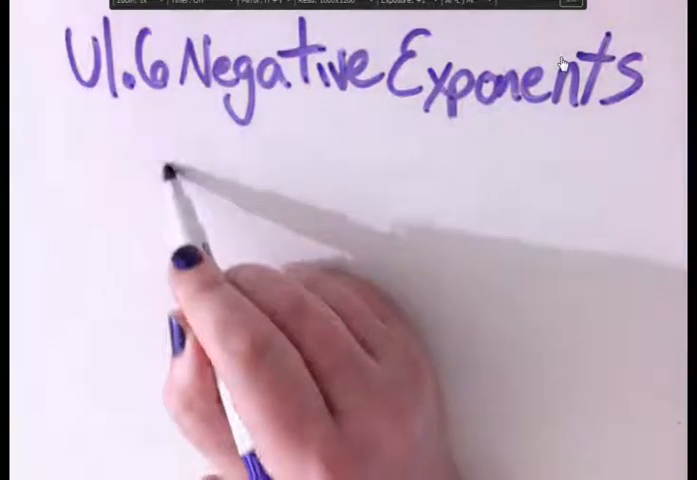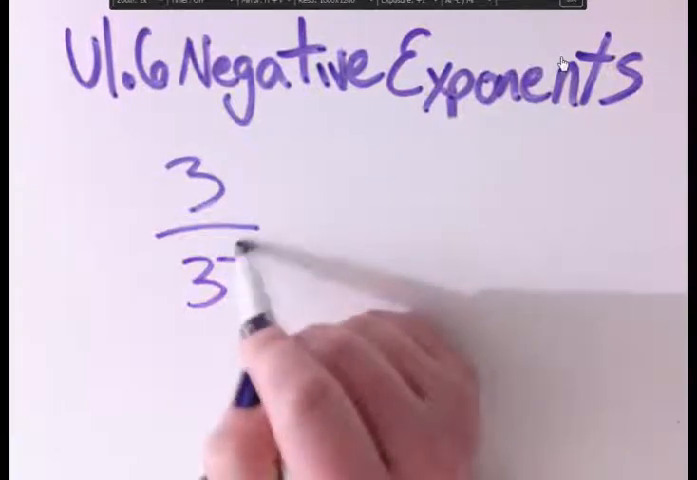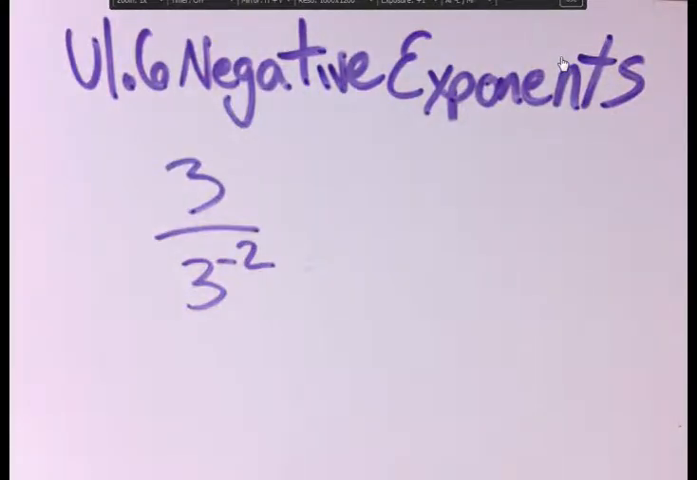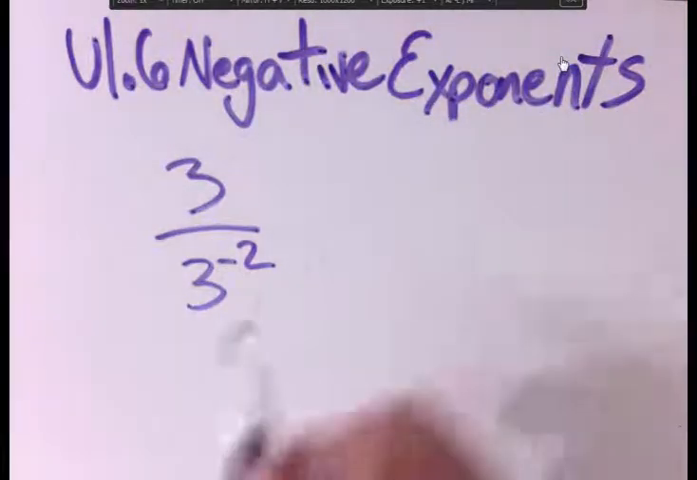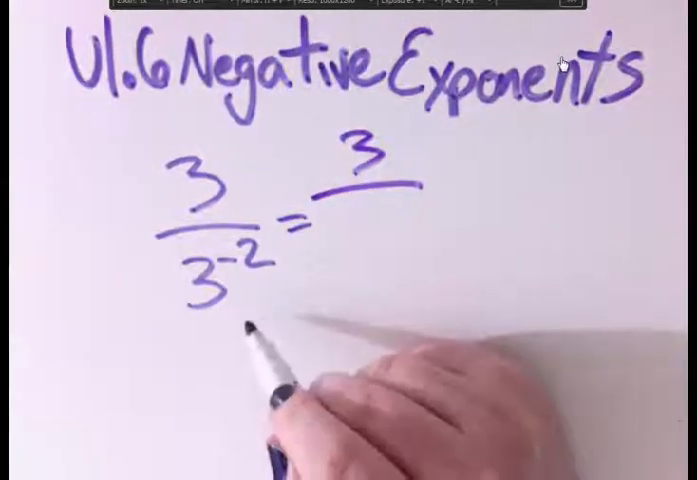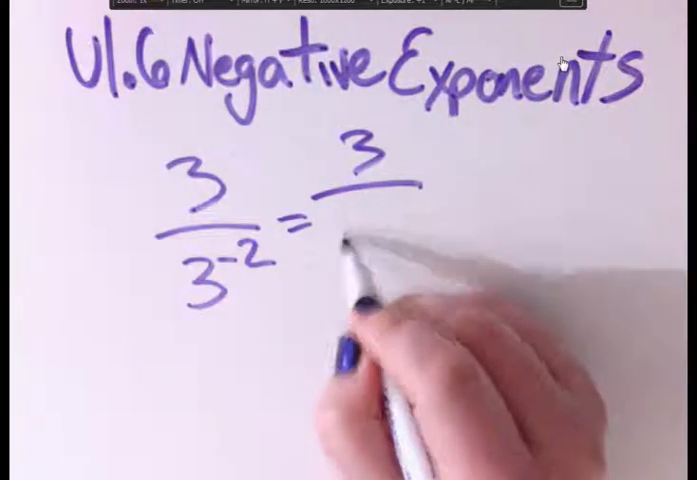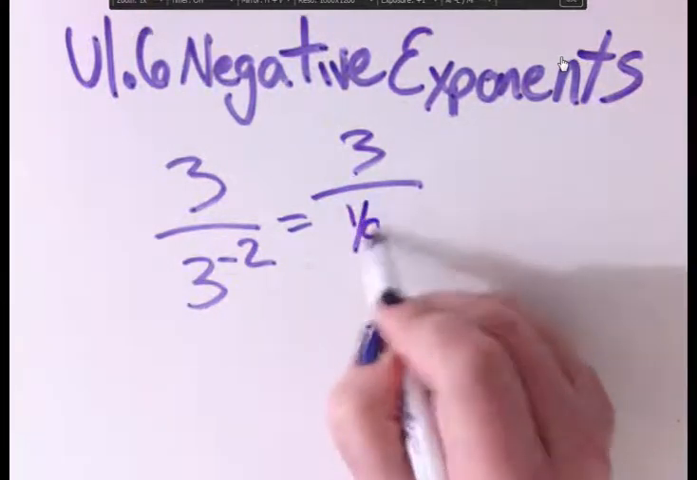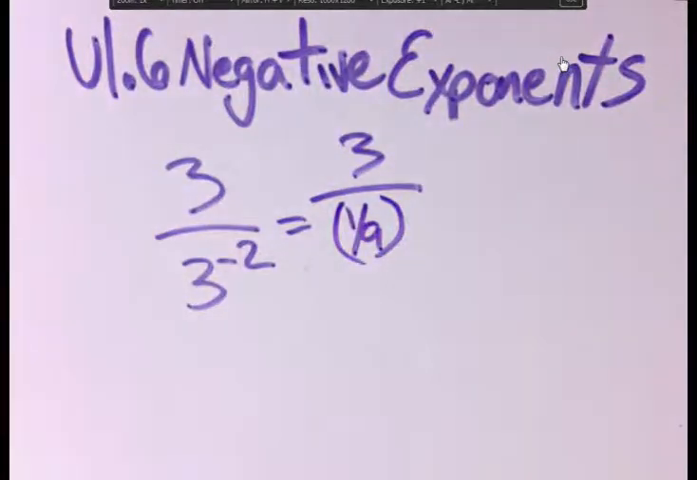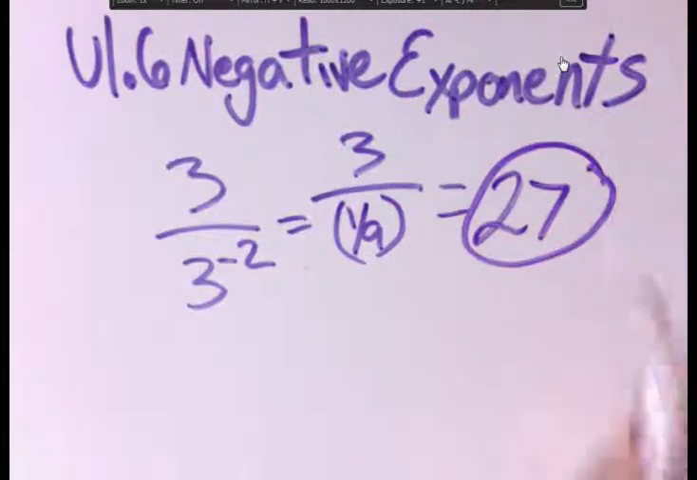Alright, so now if we have 3 over 3 to the negative 2. Okay, so on this one here, if we leave the negative down here on the bottom, we can get this to equal 3. And then 3 to the negative 2 is actually 0.1 repeating, or we can say 1/9. So now if we just divide 3 by 1/9, we're going to get 27. So in this case, 27 is our answer.